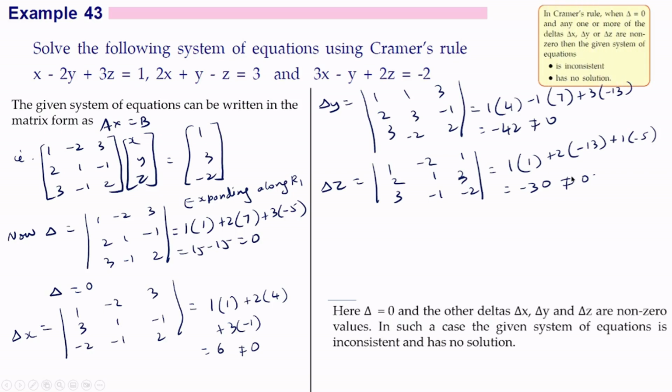So hence in Cramer's rule, when delta is 0 and any one or more of the deltas are non-zero, then the given system of equations is inconsistent and has no solution. So in this case, the given system of equations is inconsistent and has no solution.